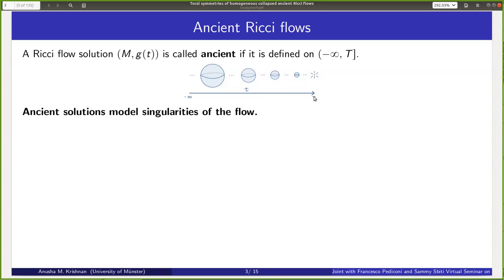Oh, by the way, can you see my mouse pointer? Yes. Yeah, okay, perfect, thanks.